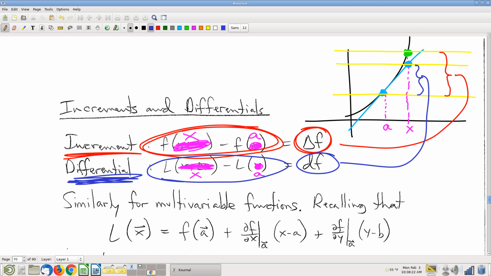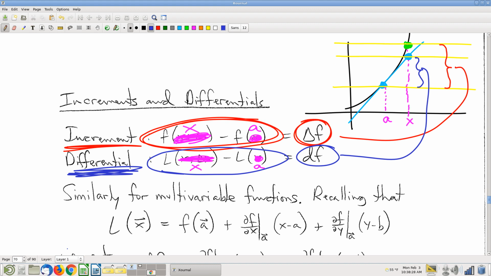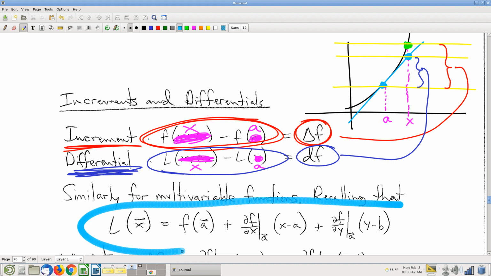Okay, so now let's just talk about a multivariable version of this. Suppose I have a function of two variables. By the way, I'm not even going to draw a picture. I don't really need to draw a picture. I mean, I guess I could draw a graph, but why, right? What's the point? We already know the formula for the linear approximation. The formula for the linear approximation of a multivariable function is this. And we talked about that last time, I guess it was.